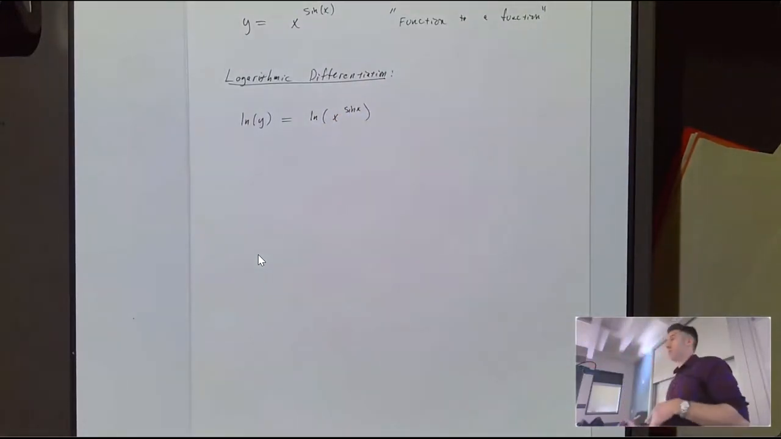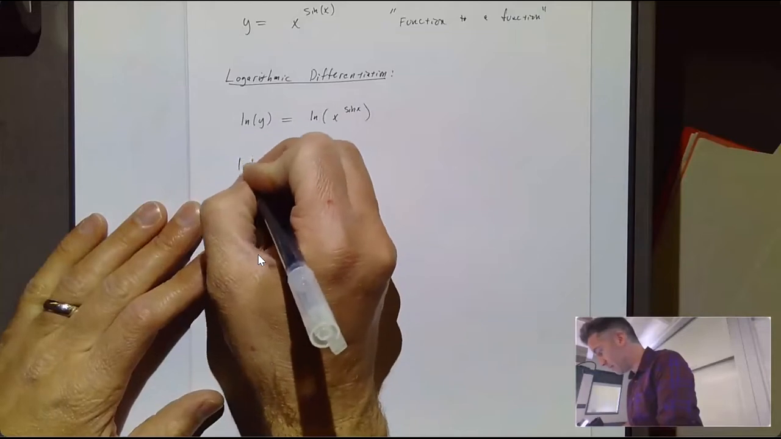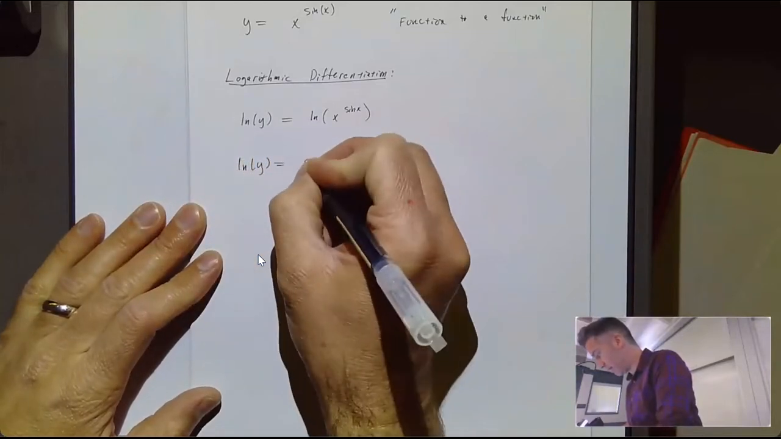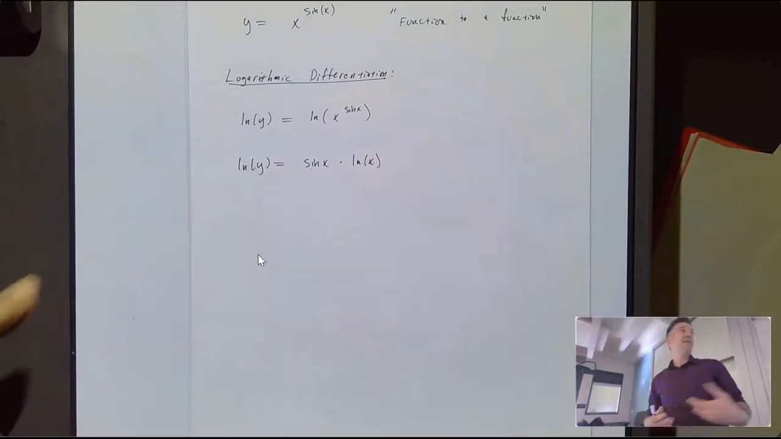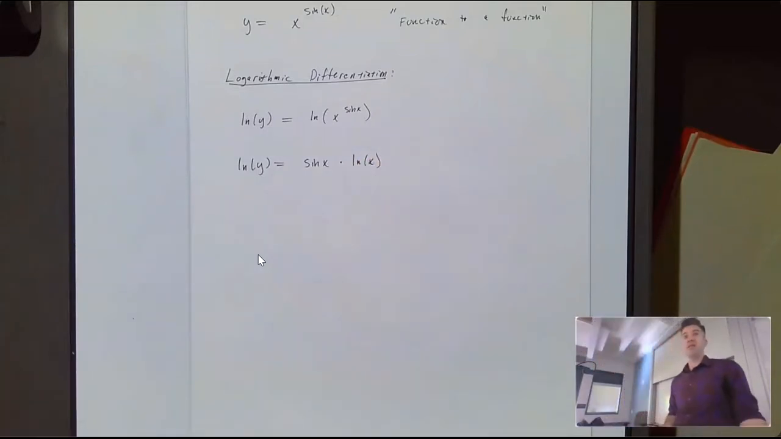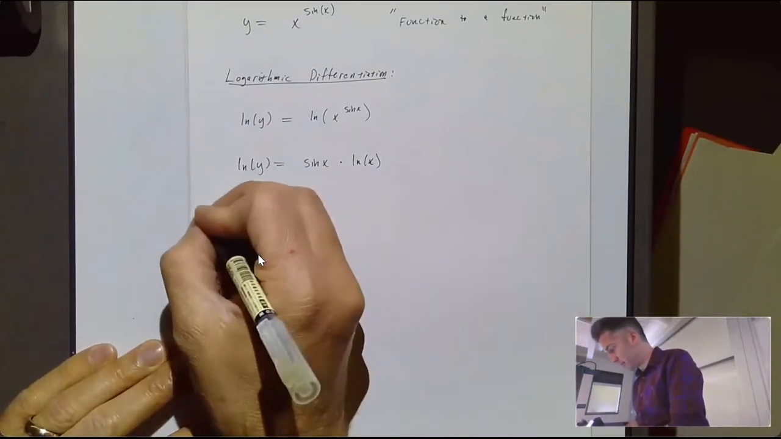And then, again, the reason we're taking the logarithm of both sides is to get that thing out of the exponent. I don't want sine of x as a power. It's problematic. But if I rewrite this as the natural log of y equal to sine of x times the natural log of x, now that's something I'm able to differentiate. So now we're going to take the derivative of both sides.